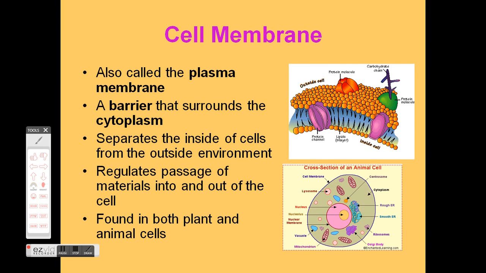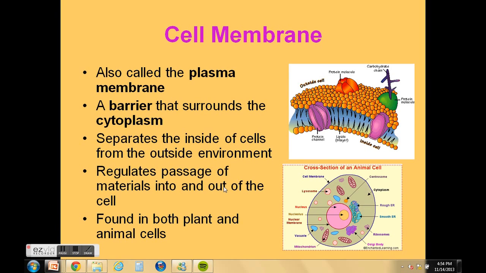Here we have the cell membrane. Now this is a very important part of the cell. This leads us into our cell transport part of our unit. But this is the portion of the cell that surrounds the cytoplasm. So essentially it's creating a barrier or a gateway to allow certain things in and out of the cell.